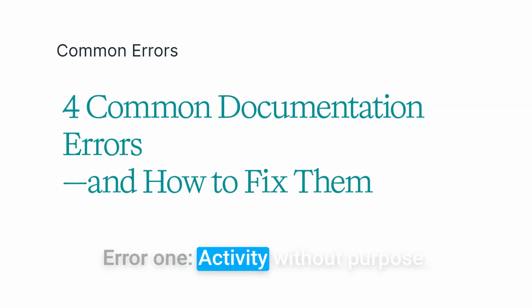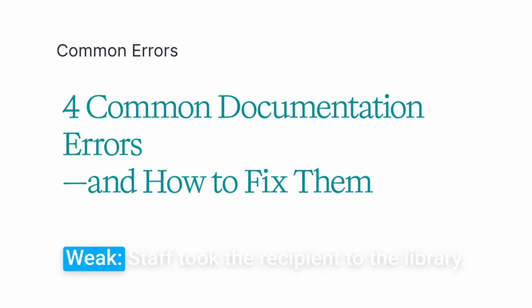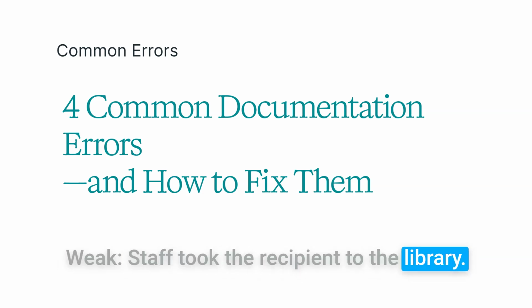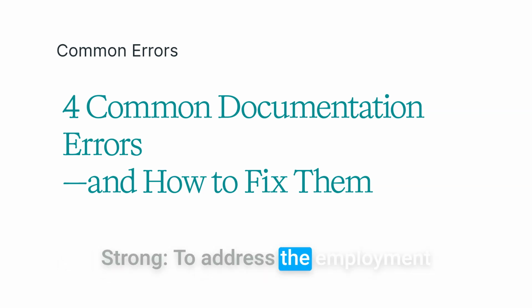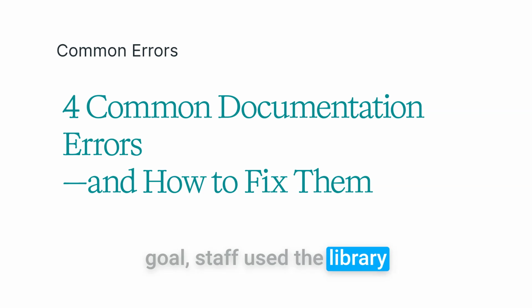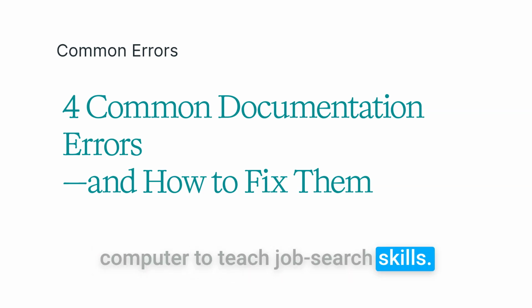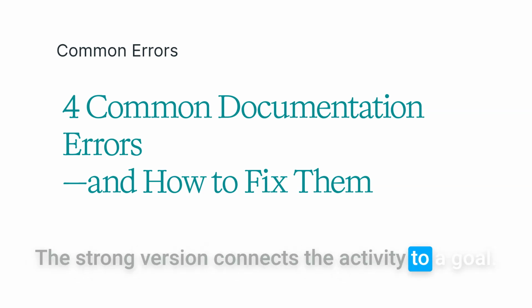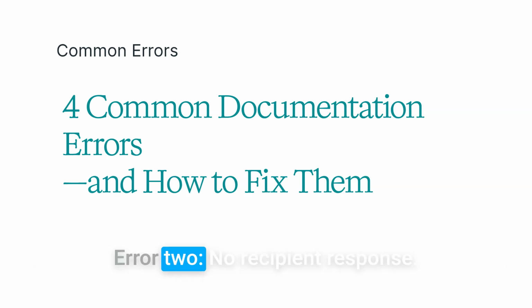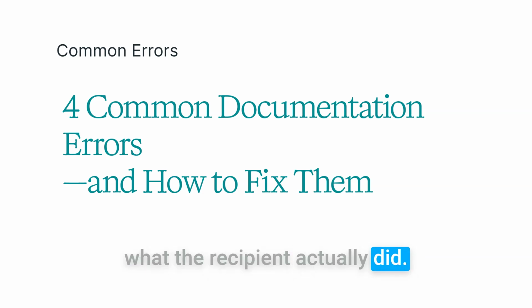Error 1. Activity without purpose. Weak: staff took the recipient to the library. Strong: to address the employment goal, staff used the library computer to teach job search skills. The strong version connects the activity to a goal. Error 2. No recipient response. Weak: staff taught budgeting. Strong: the recipient categorized 8 of 10 expenses correctly. The strong version shows what the recipient actually did.